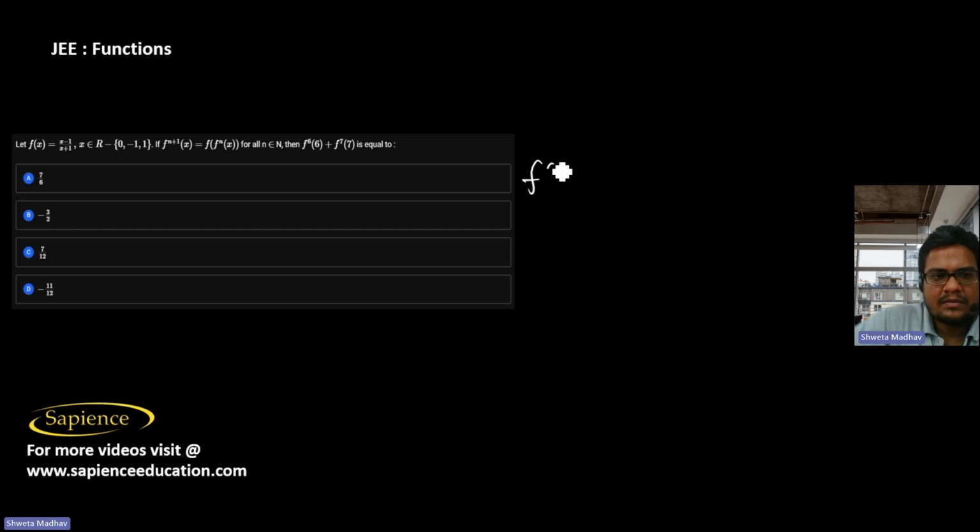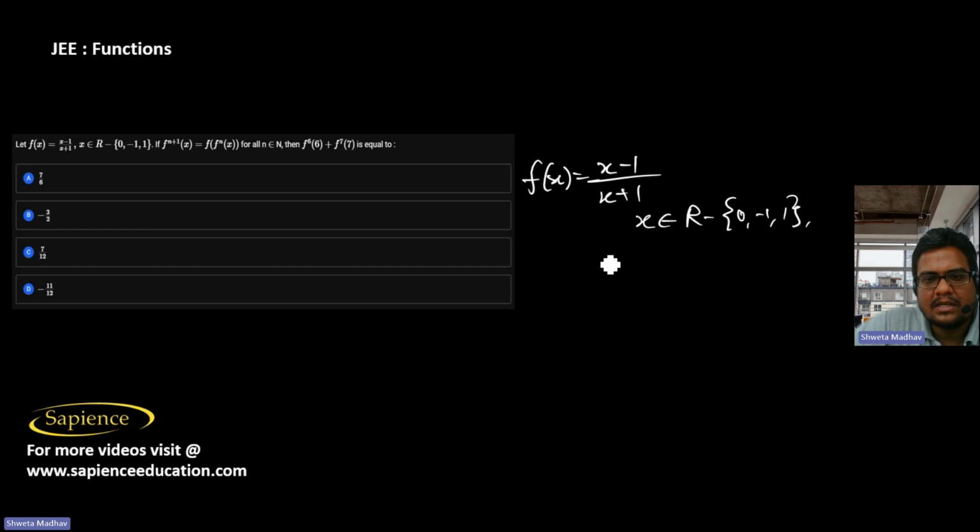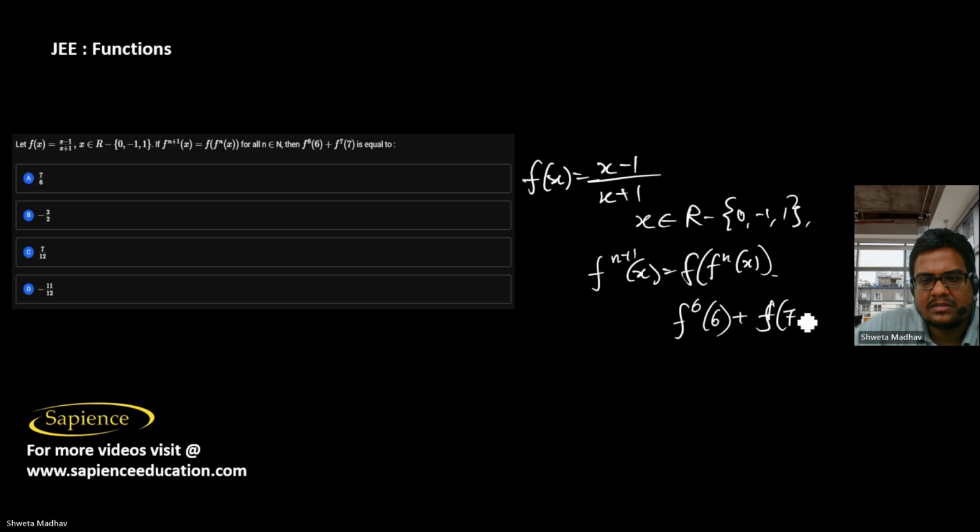Then here it is told, if f of x is equal to x minus 1 by x plus 1, and x belongs to R minus {0, minus 1, 1}, and if f n plus 1 of x is equal to f of f n of x for all n belongs to N, then f6 of 6 plus f7 of 7 is equal to how much?